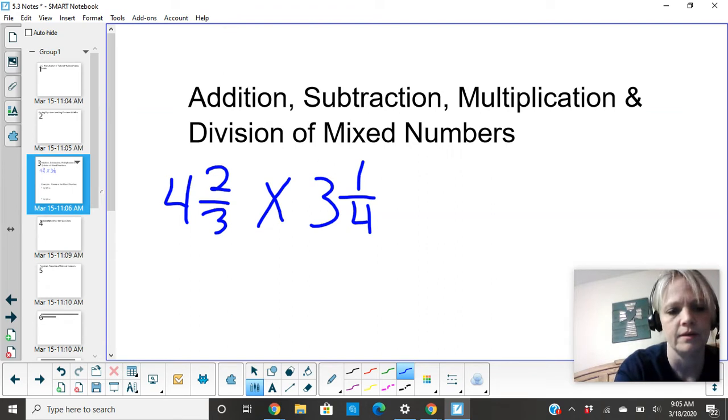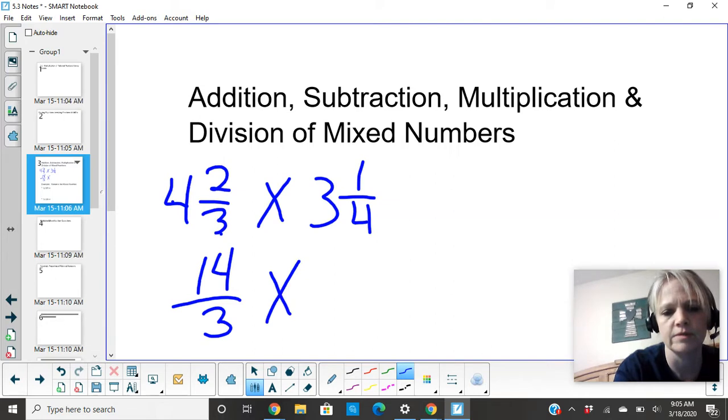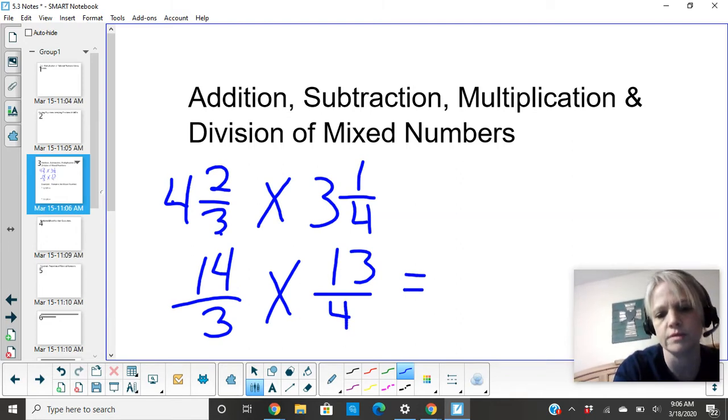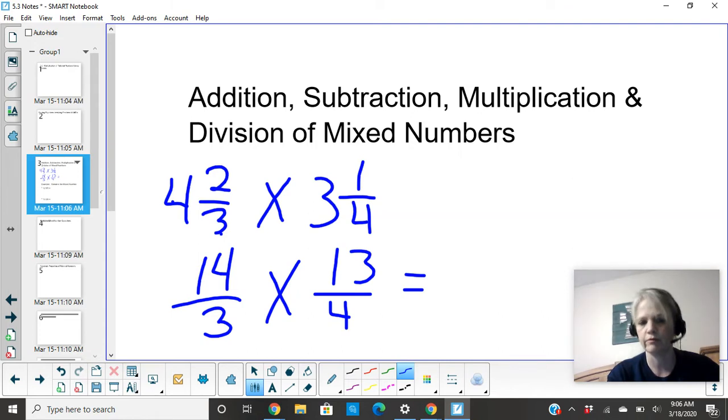fraction. So that's going to be 3 times 4 plus 2, which is 14 over 3, times 4 times 3 is 12 plus 1 is 13 over 4. And then you want to multiply. Okay. You'll forget to multiply by 3 or 4. And so you're going to get 13 times 14, which is 140.